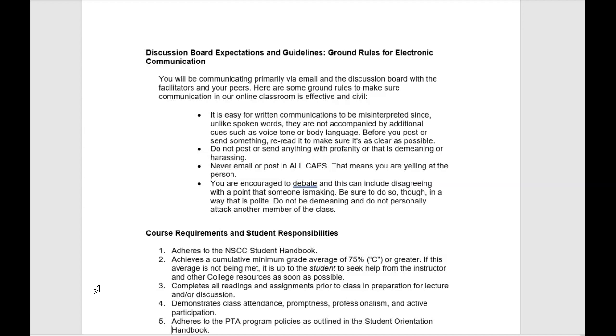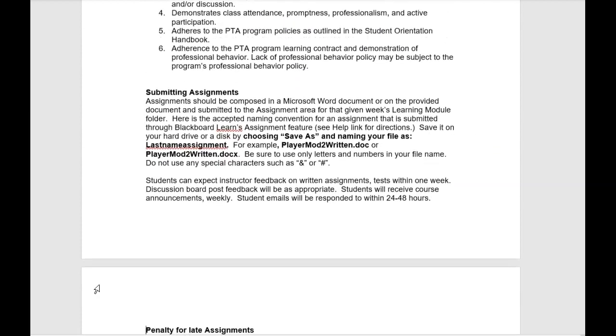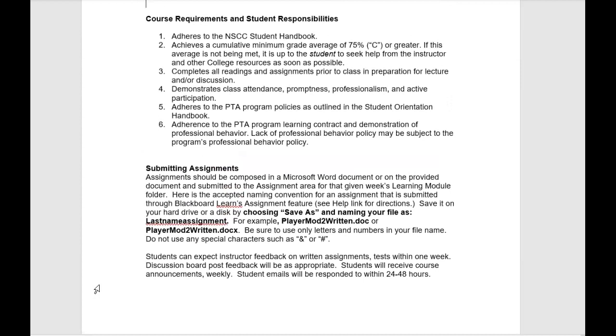So making sure that you use an appropriate tone, that you're not sending anything that's aggressive or harassing, because that's not going to be tolerated either. And we don't get much out of that. That turns people off, and it doesn't foster the kind of learning environment that we're shooting for.